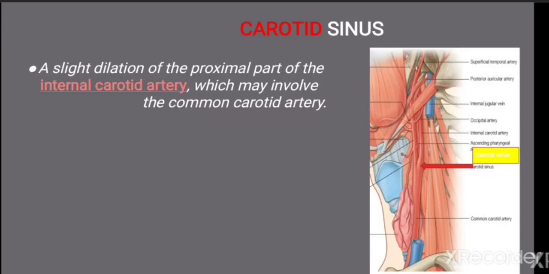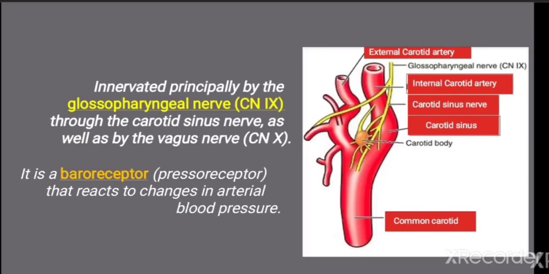Then the carotid sinus. There is a slight dilatation of the proximal part of the internal carotid artery, which may involve the common carotid artery. This is innervated by the glossopharyngeal nerve, that is the 9th cranial nerve, through the carotid sinus nerve, as well as the vagus nerve. This carotid sinus is a baroreceptor, that is a pressoreceptor, that reacts to the changes in the arterial blood pressure.